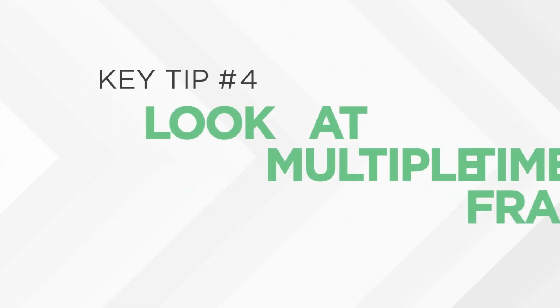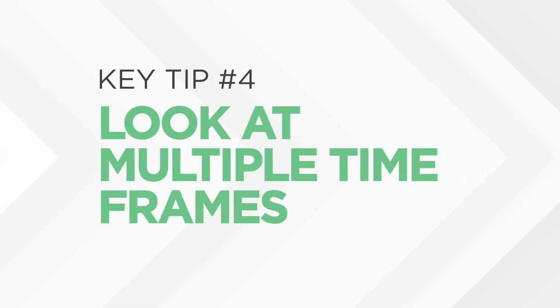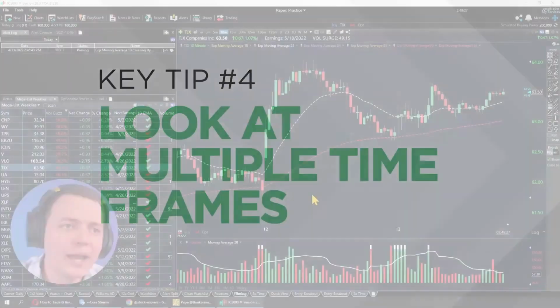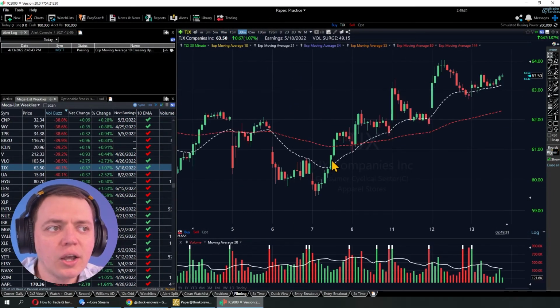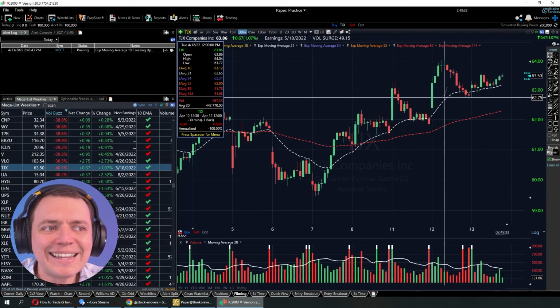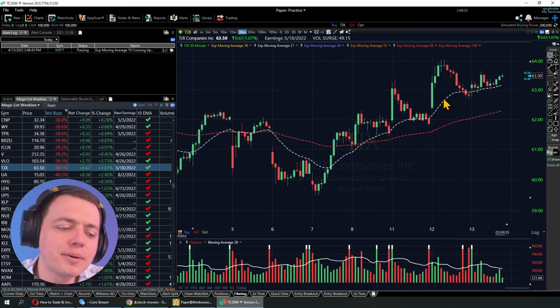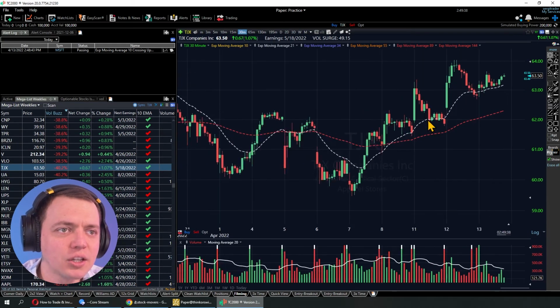All right, let's go to tip number 4, and this is going to be my last one, and that is look at multiple time frames. If you go ahead and just look at only a 10-minute, 15-minute, or 30-minute chart time frame, then that can be a little bit more blinding because now you're not seeing the longer picture.